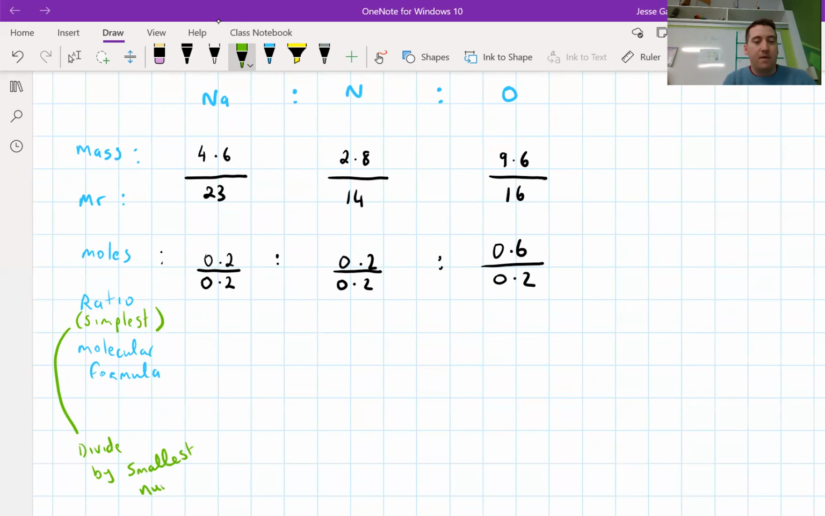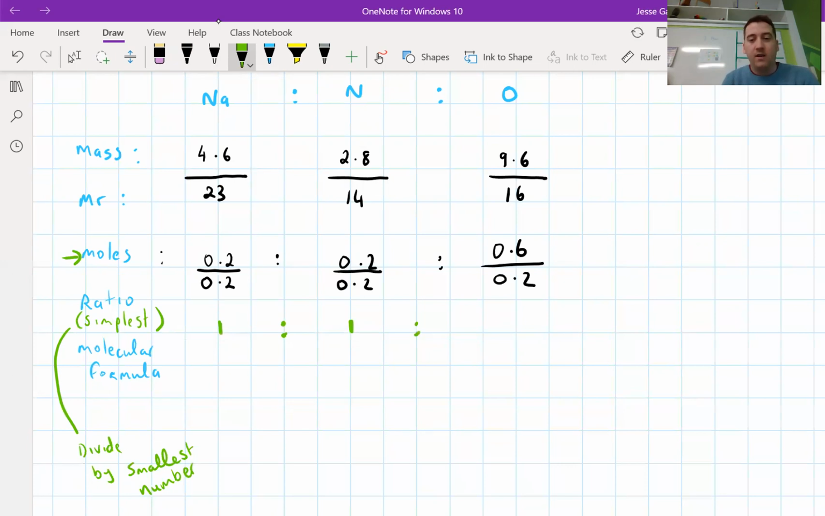Now, in the first example that I did, this wasn't necessary as we already had a simple whole number ratio. But in this one, you did have to. So you divide by the smallest number that you got on this moles line. So we're going to get 0.2 divided by 0.2. And again, you should know that any number divided by itself is going to give you 1. So the ratio here is 1 is to 1, and that's the exact same, so that's going to be 1.